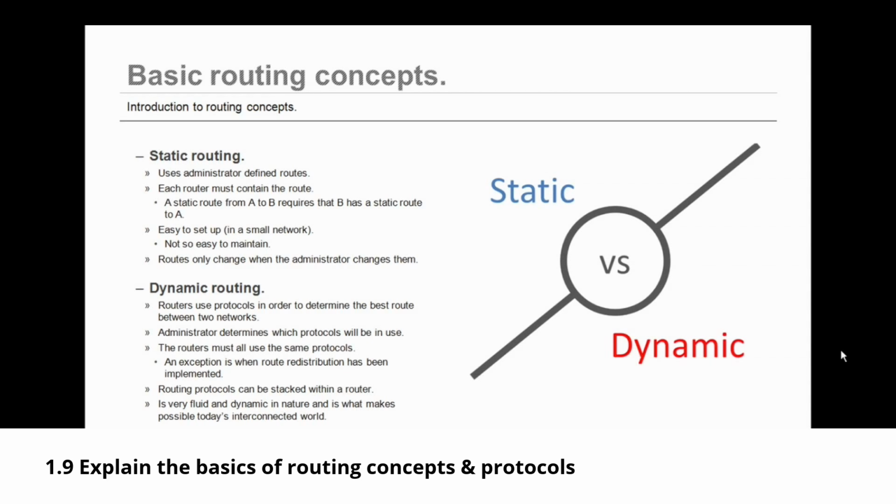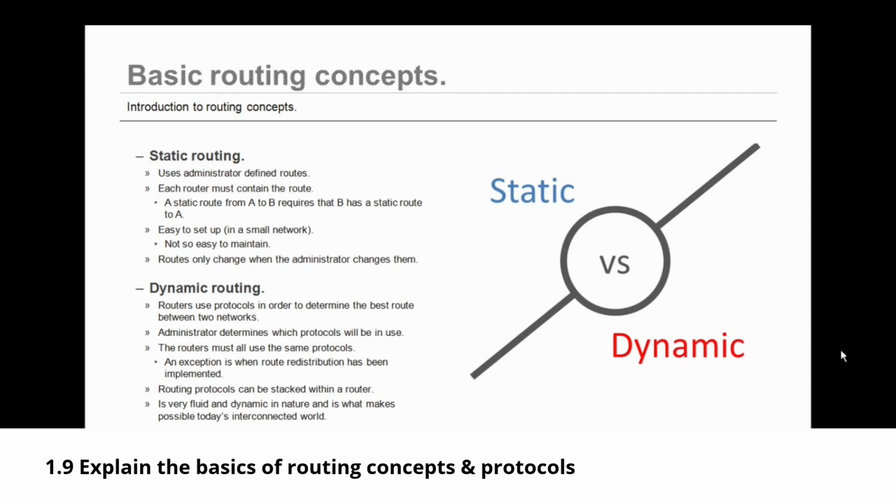If we had a static route from A to B and B didn't have one back to A, A could send traffic to B, but B could not send traffic back to A. Now, static routing is easy to set up in small networks, but it's not so easy to maintain. Networks change all the time. With static routing, when a change occurs in routers, the administrator has to go around to each router and implement that change.